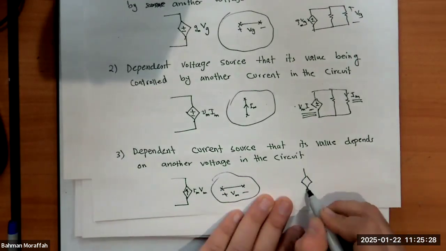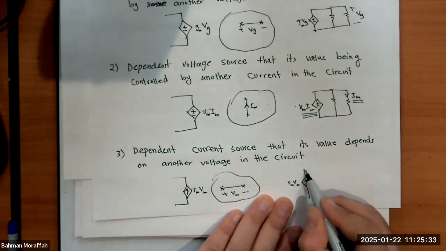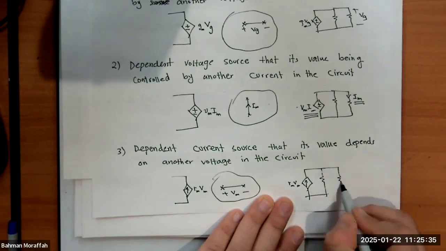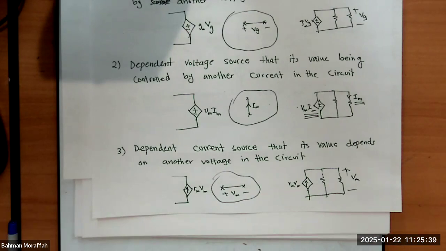So if I have, for example, this, again, the voltage across this could be V. Again, just remember, this is just an example. And lastly, I have another dependent current source whose value is being controlled by another current.